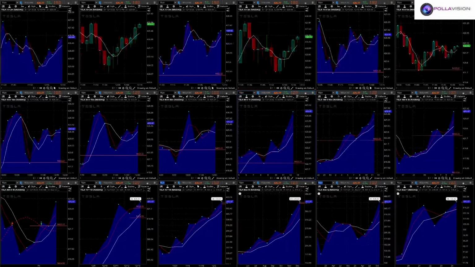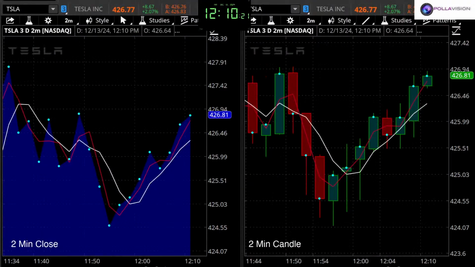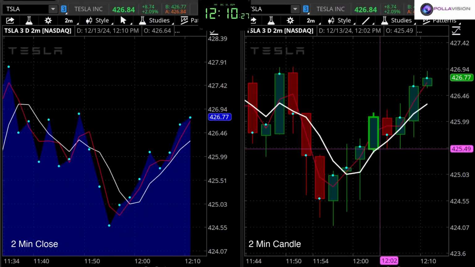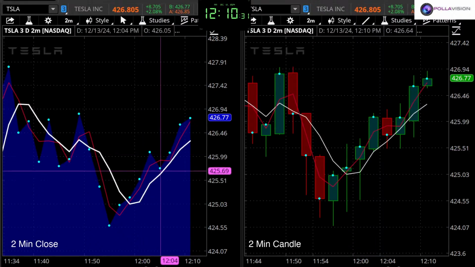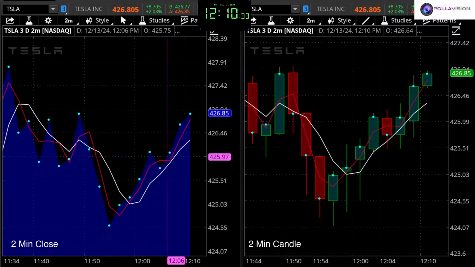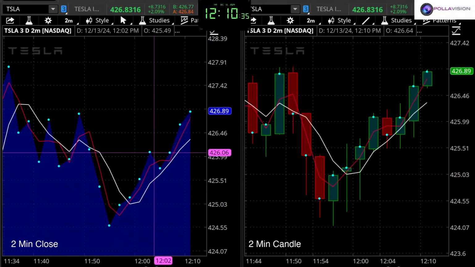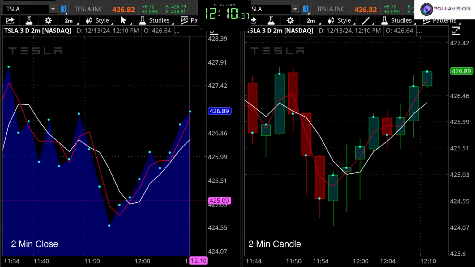Full time frame, and then let's look at the 2 minute. 2 minute, we had a correction right here. See it right there. Boom, boom. Stayed above the 4. Kept running. Remember I said if we take this out, we're going to run, and we did.